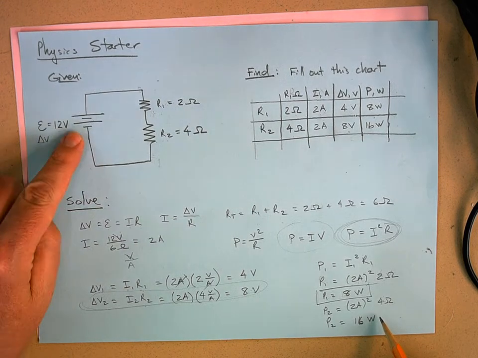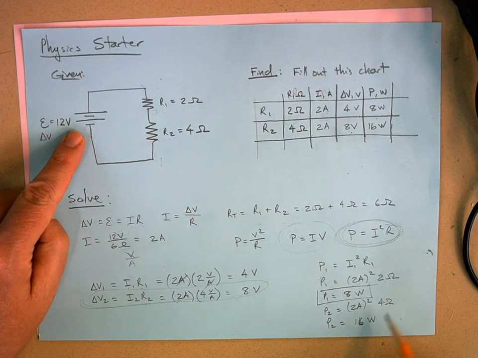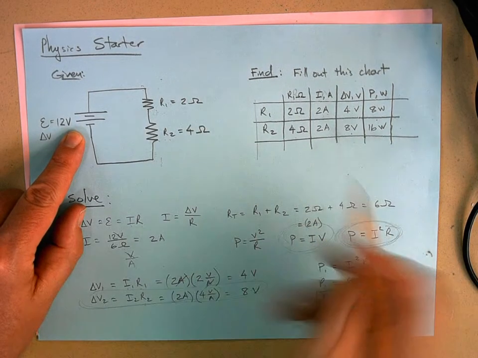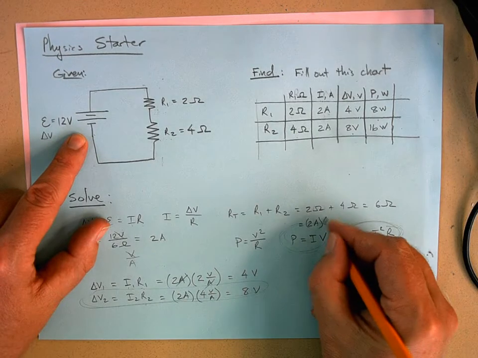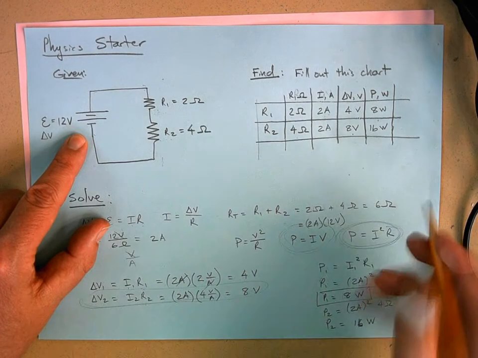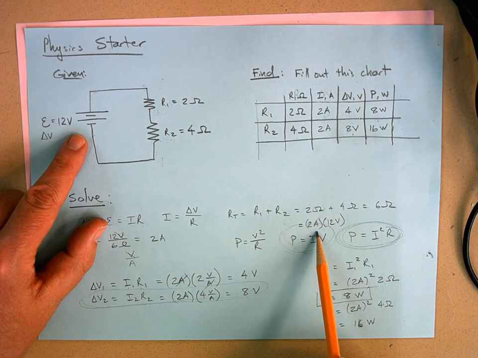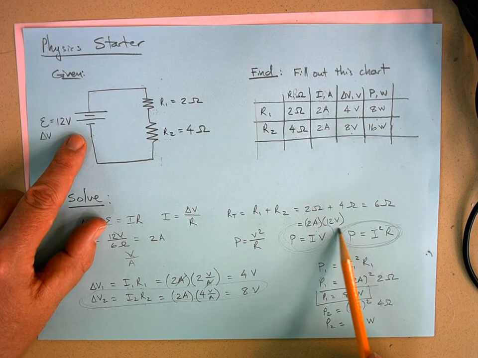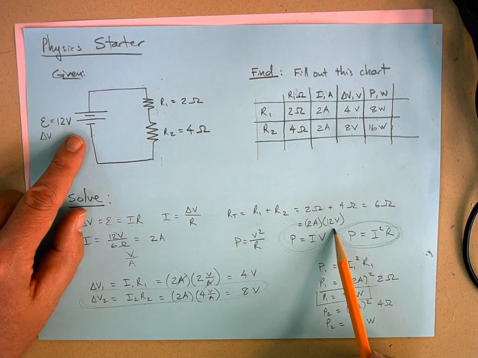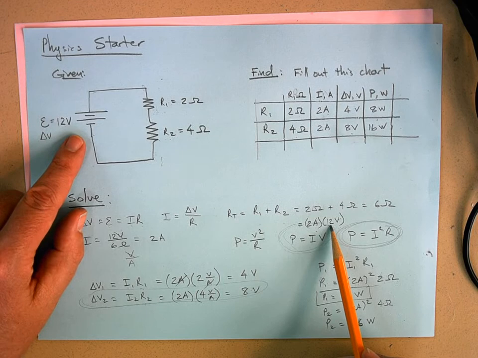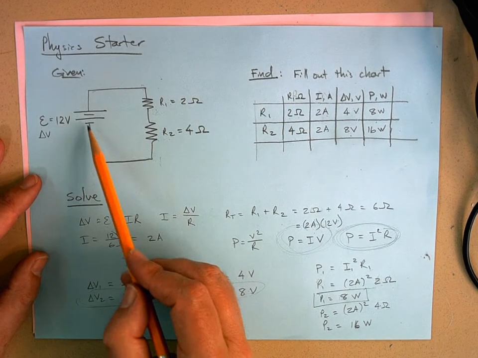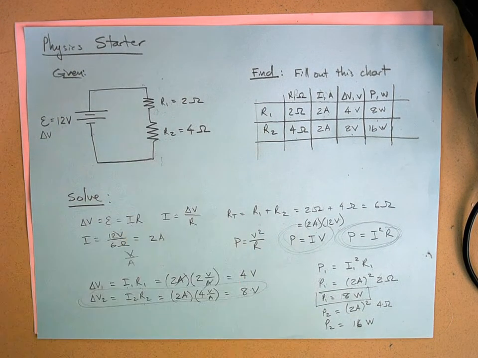How much power is the battery putting into the circuit? Well, I'll use this one, P equals I times V. That's 2 amps. And what is the voltage gain here? 12 volts. Now, remember that an amp is a coulomb per second, and a volt is a joule per coulomb, so the coulombs will cancel, leaving joules per second, which is watts. And 2 times 12 is 24. So I'm putting 24 joules of energy per second into this circuit. So there has to be 24 joules per second coming out of the circuit.